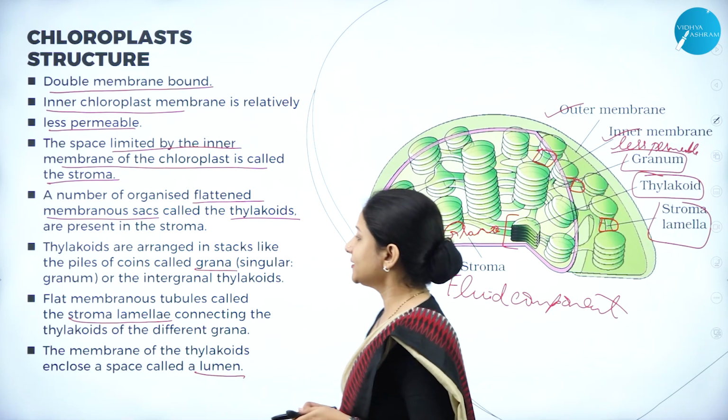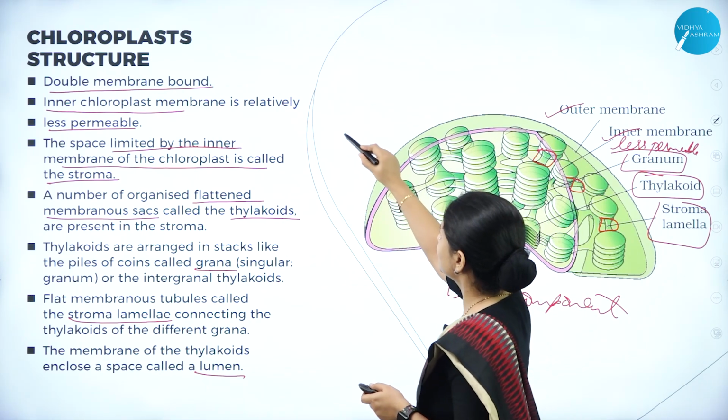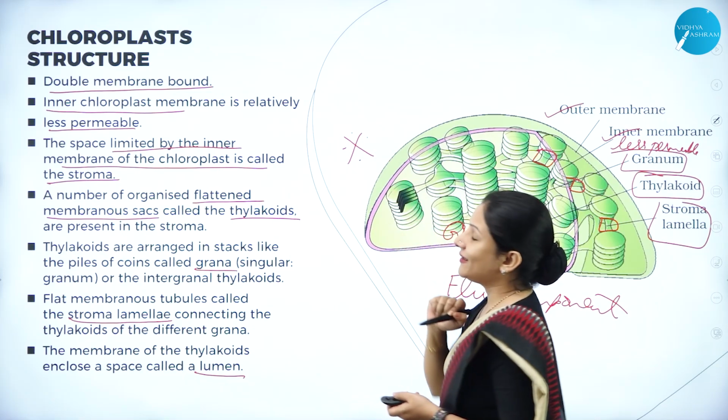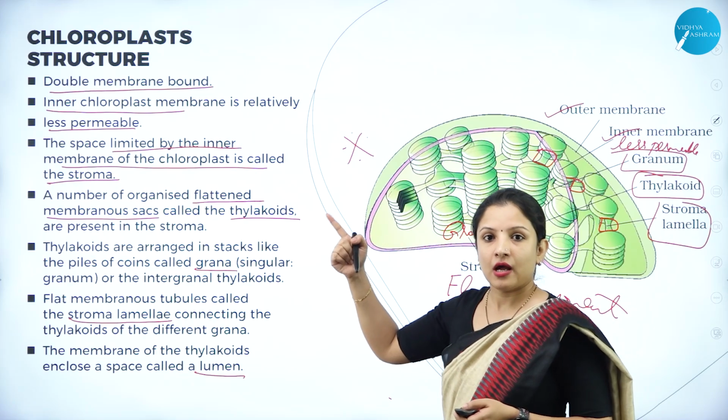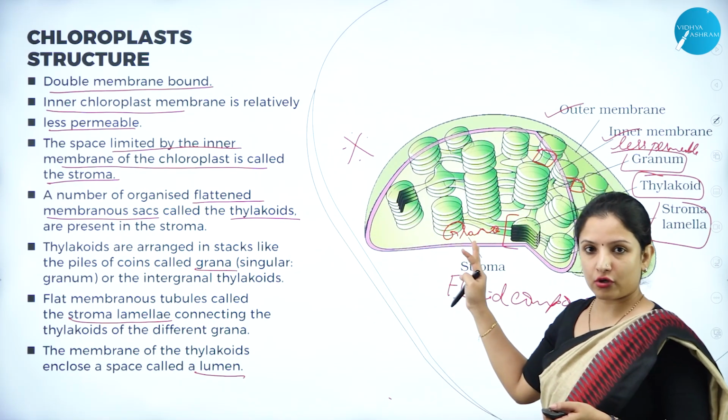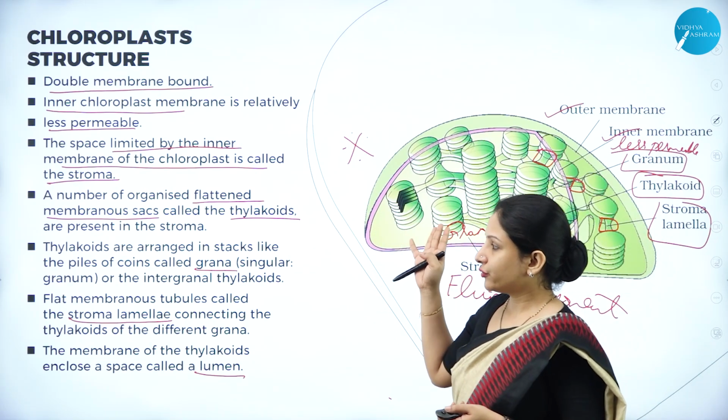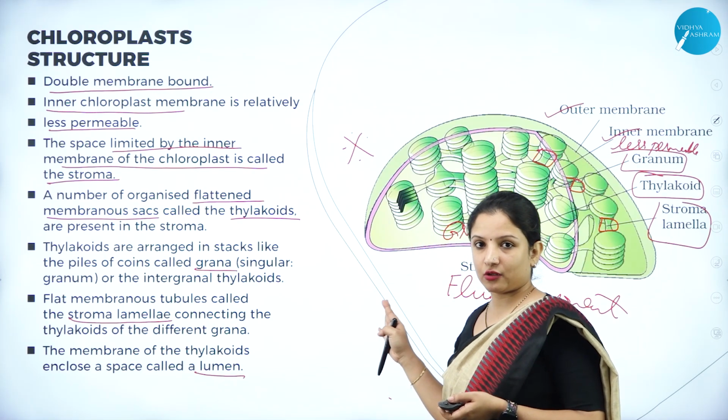Okay. So this is about the structure of the chloroplast, and this is very, very important from an exam point of view. With the diagram, they can ask the structure. Either they can ask you only to draw the diagram, which is for 3 marks. So in this chapter, for 3 marks, usually the question appears.